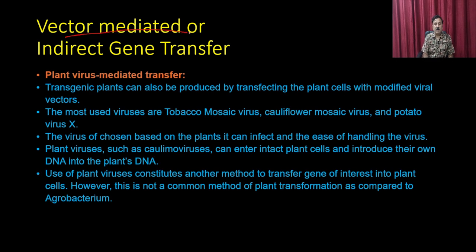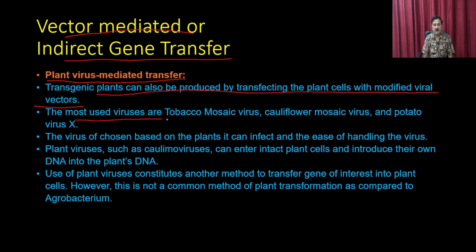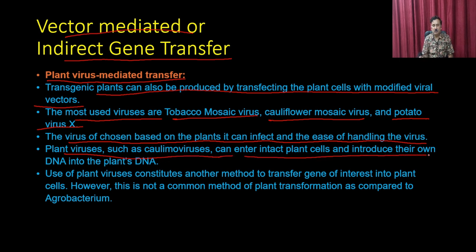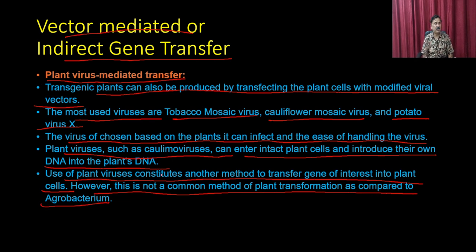Then we have vector mediated or indirect gene transfer using plant virus mediated transfer. Transgenic plants can also be produced by transfecting the plant cells with a modified viral vector. The most common vectors are tobacco mosaic virus, cauliflower mosaic virus and potato virus. The virus is chosen based on the plant it can infect and the ease of handling the virus. Plant viruses such as caulimovirus can enter the intact plant cell and introduce their DNA into the plant's DNA. Use of plant viruses constitutes another method to transfer the gene of interest into plant cells. However, this is not a common method of plant transformation as compared to Agrobacterium.